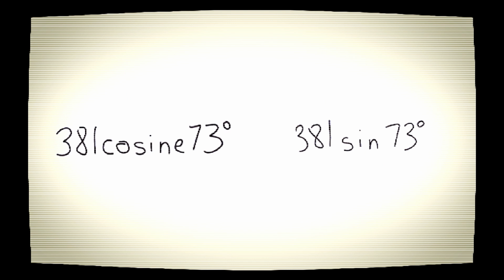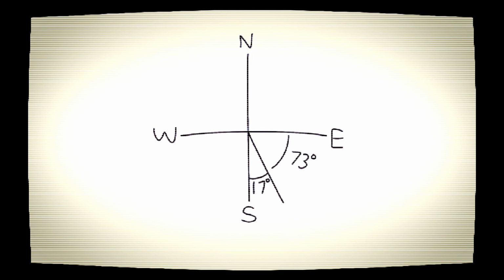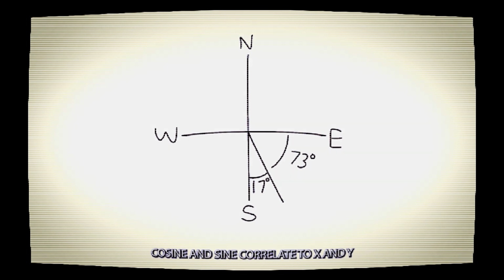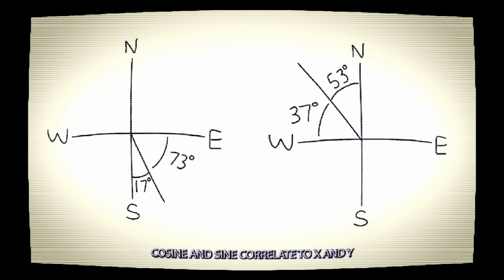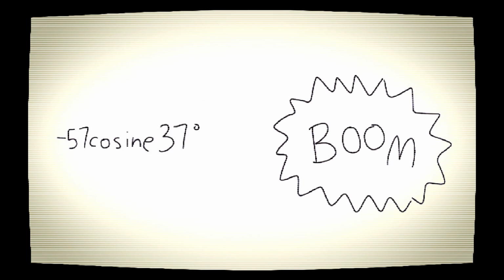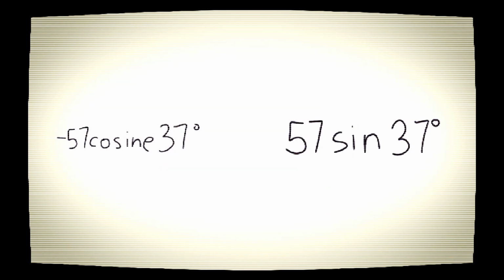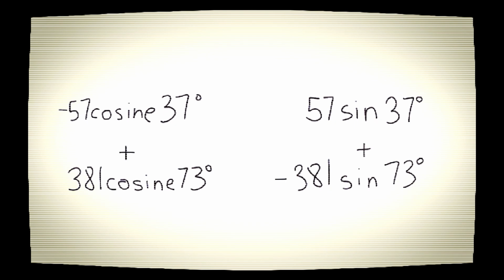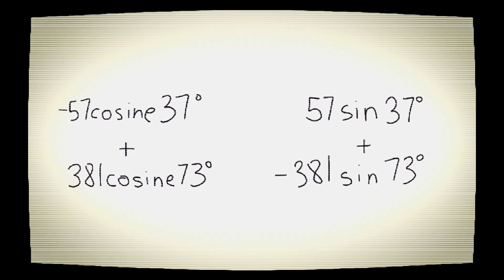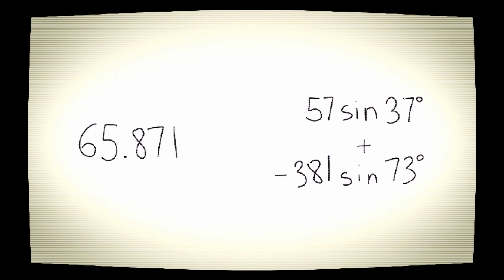We have 381 cosine 73, negative 381 sine 73. Sine is negative because our bearing tells us that we are in quad 4. It's the same thing with the wind, boom, giving us negative 57 cosine 37, 57 sine 37. Do all these calculations, that gives us a ground speed vector, 65.871, negative 330.048.